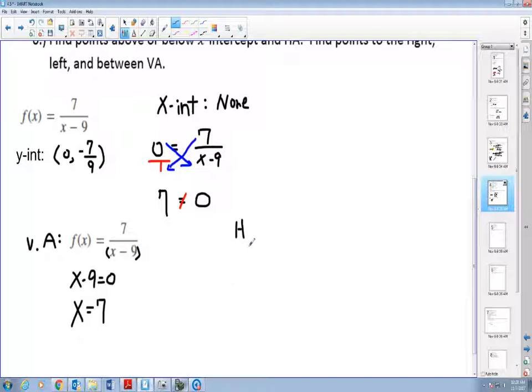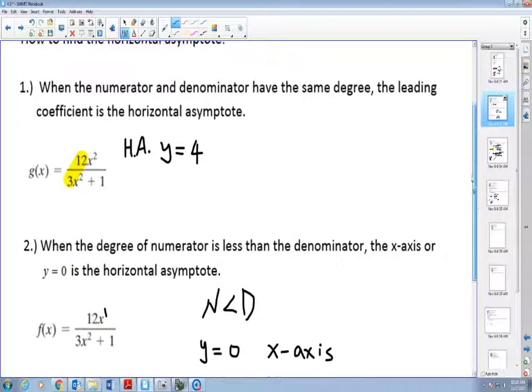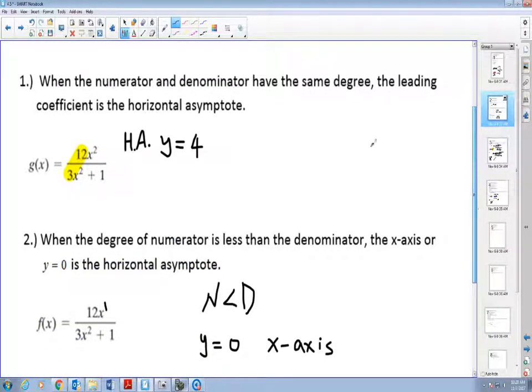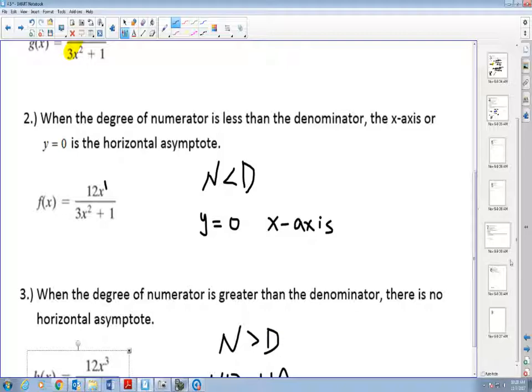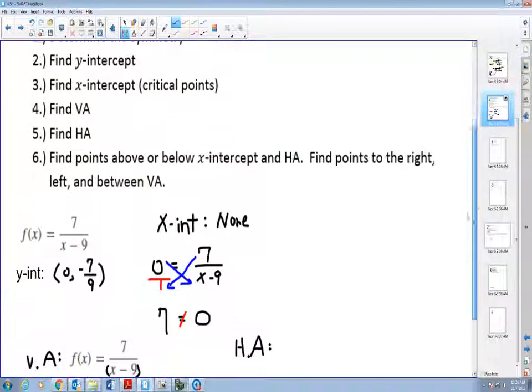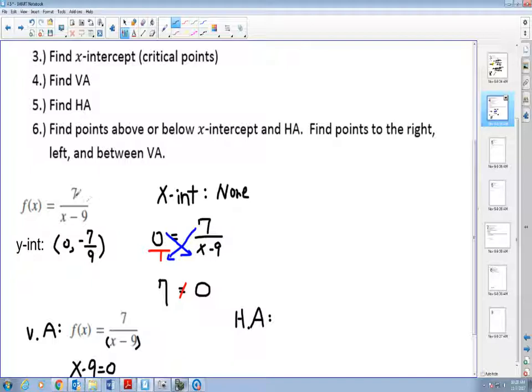Alright, let's take a look at the horizontal asymptote. We've got 3 different scenarios: when the degree of the numerator and denominator are the same, when the degree of the numerator is less than the denominator, and when the numerator is greater than the denominator. If I look at my function right now, the degree of the numerator is actually 0. The degree of the denominator is 1. So the numerator is less than the denominator, which means the x-axis, or y equal to 0, will be my horizontal asymptote.